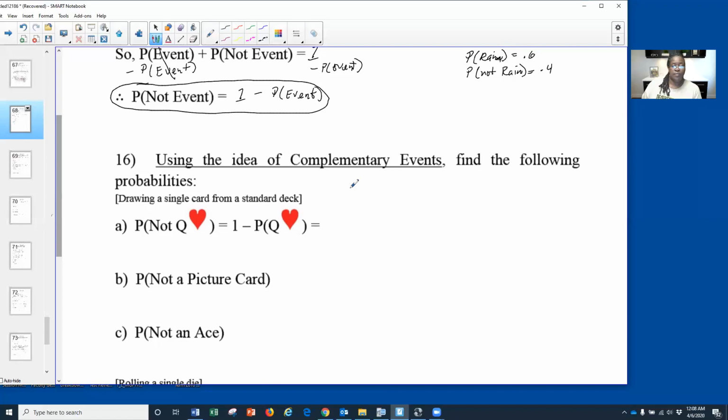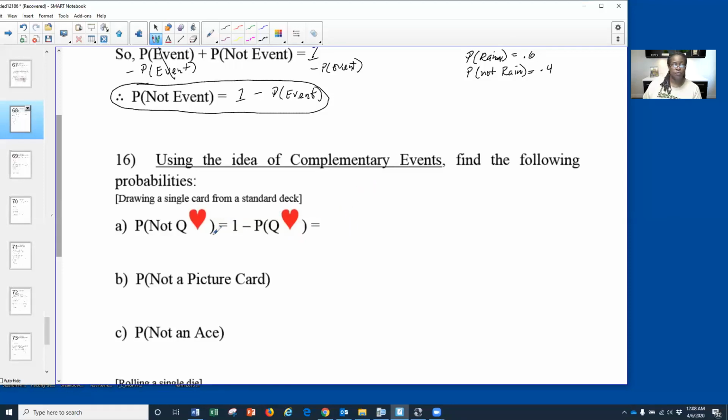Using the idea of complementary events, we're going to find the following probabilities. Here we are talking about that deck of cards again. So drawing a single card from a standard deck. Here we have the probability of not drawing a queen of hearts equals, here's the formula, 1 minus the probability of drawing a queen. All right, so in order to find it, here's our formula laid out for us. We did that one for us so we could see the structure. So always write out your structure first, and then you can fill it in. It always helps to keep you straight.